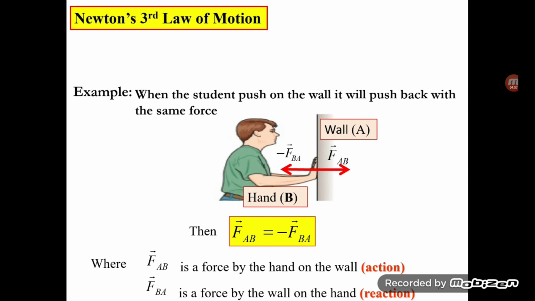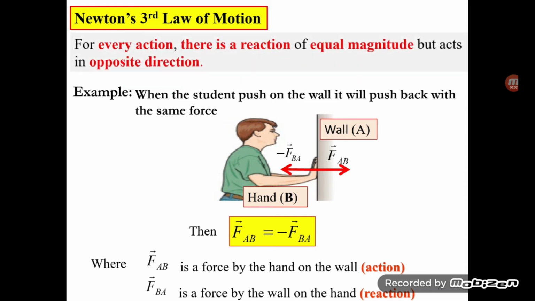Okay, last one is Newton's third law of motion. For every action, there is a reaction of equal magnitude but acting in the opposite direction. For example, when the student pushes the wall, it will push back with the same force.